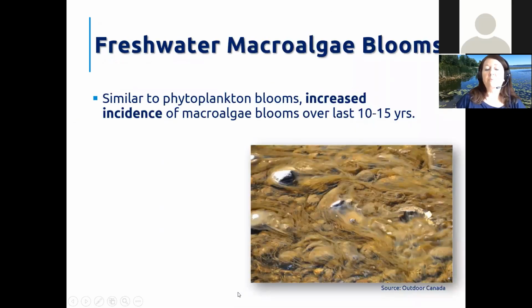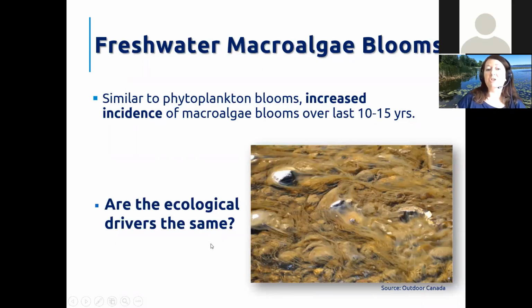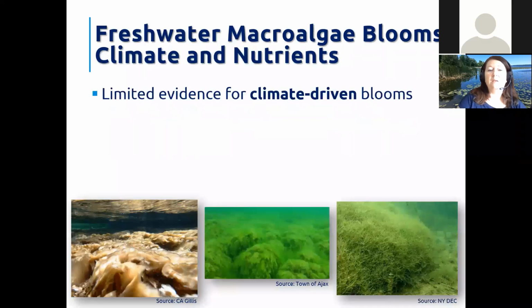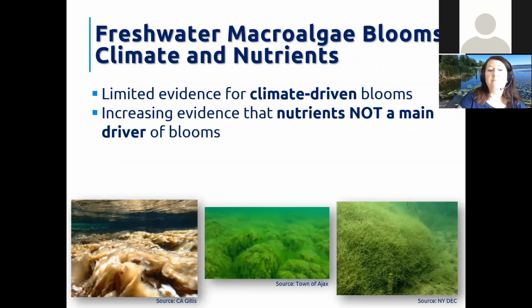Okay, so similar to phytoplankton blooms, the incidence of macroalgal blooms has actually increased over the last 10 to 20 years as well. And so that raises the question, are the ecological drivers, the ones that we know are important for driving phytoplankton blooms, are they the same for macroalgal blooms? So when we look at the evidence, there is limited evidence for climate-driven blooms, although there has been some work.